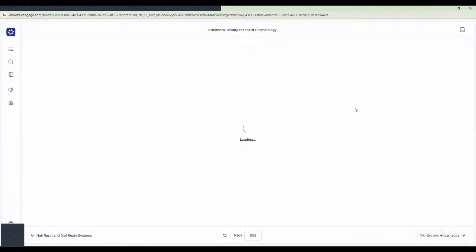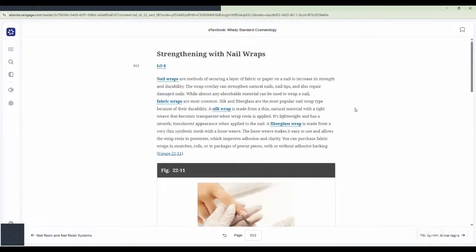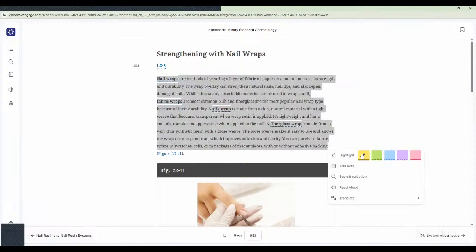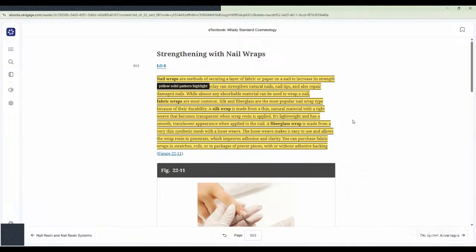If you don't learn anything else, learn about the nail wraps, because this is something you can definitely upgrade without having to buy a whole system. For me, fiberglass wraps feel like glass when you're done. Silk wraps are the best, but I can repair a nail with a piece of paper, some nail adhesive, and a life file, and I can fix a nail.